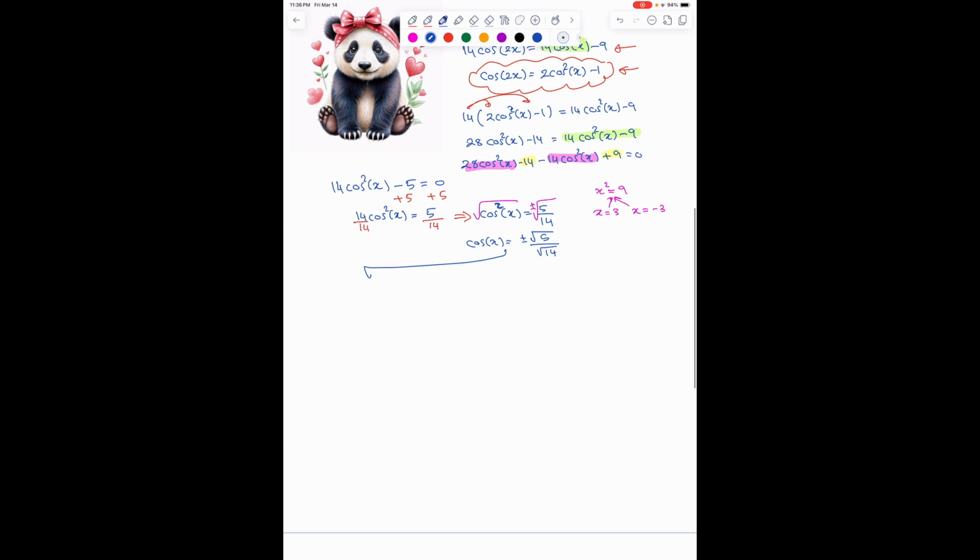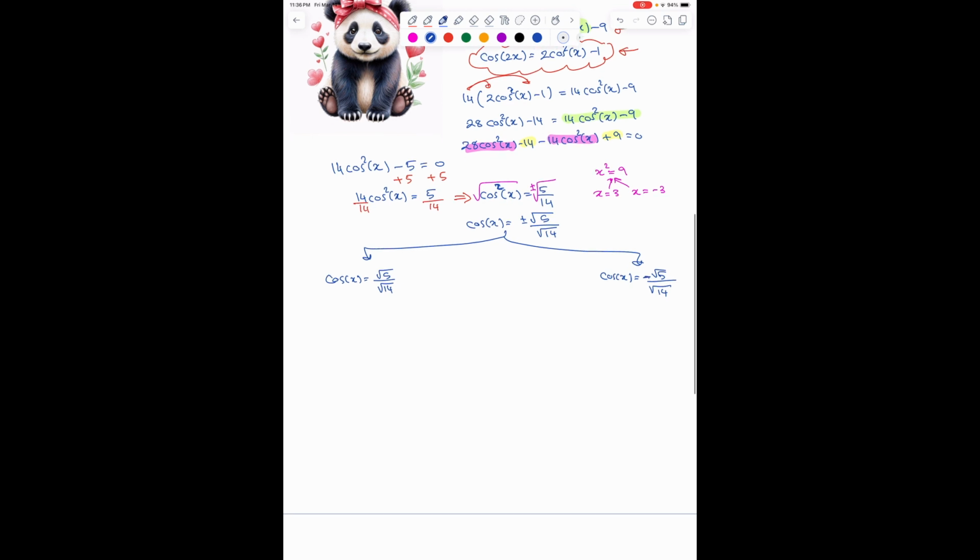Now we have two cases. We have either cosine x is equal to positive square root of 5 over positive square root of 14, or cosine x equals negative square root of 5 over square root of 14. Please don't put the negative here. Negative either goes up or down or in the middle.